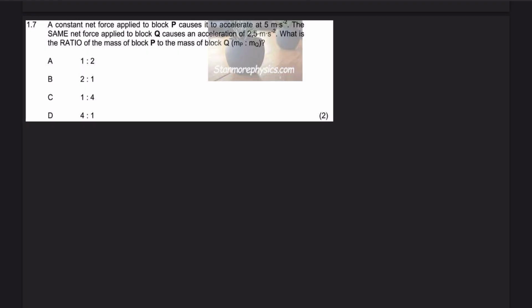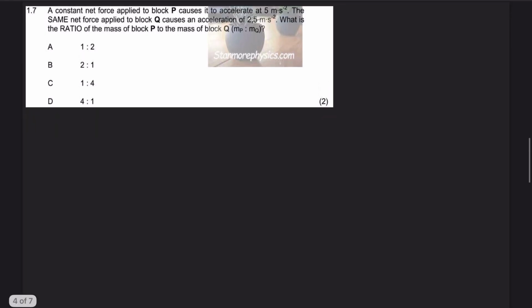Okay, so there's a lot of ways to do it here, but I'm going to show you what I feel would be the easiest way, which is just substitute and test. So what we'll do here is we'll separate this, right? We'll have block P and then we'll have block Q. And we're going to say F net equals MA, and then here F net equals MA.